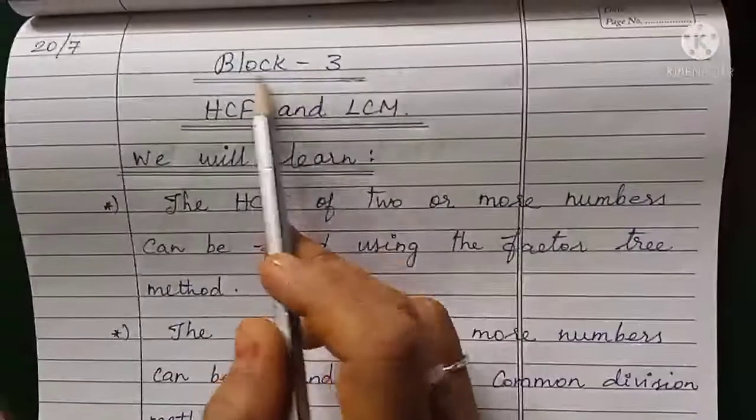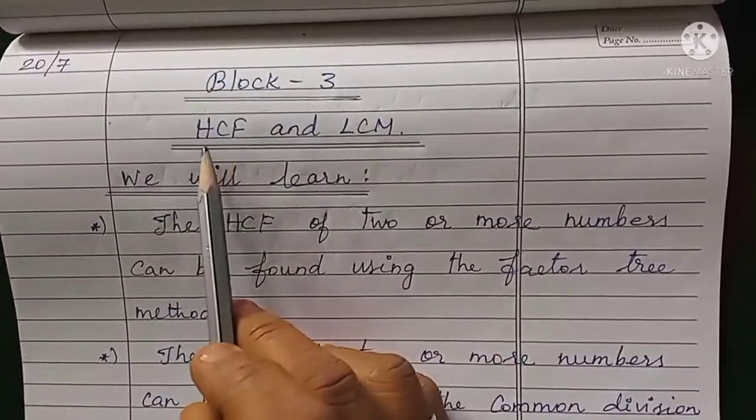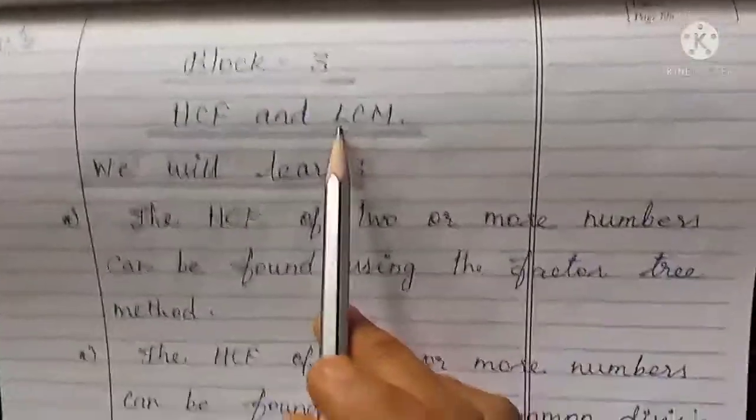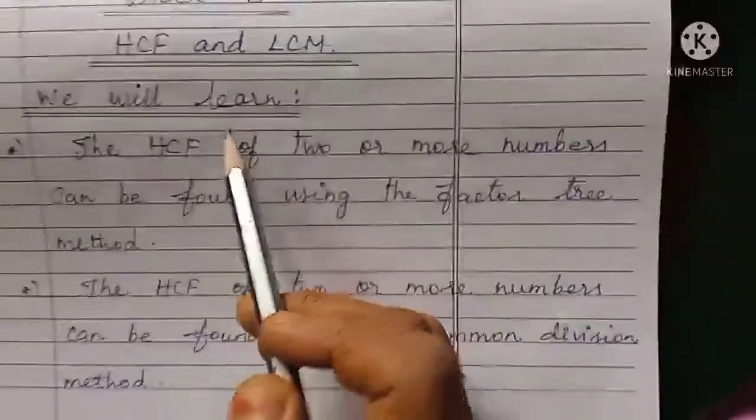Let us see Block 3: HCF and LCM. What is the abbreviation of HCF? Highest common factor. What is it for LCM? Lowest common multiple. Let us see what we are going to learn in this block.